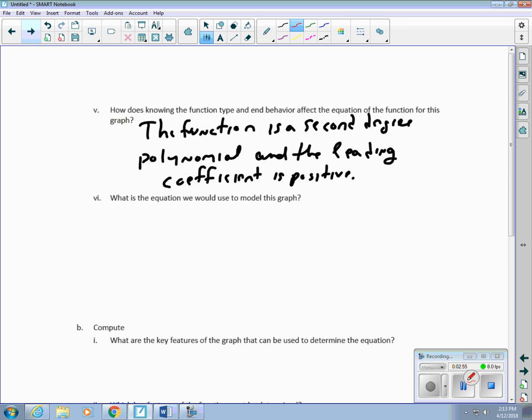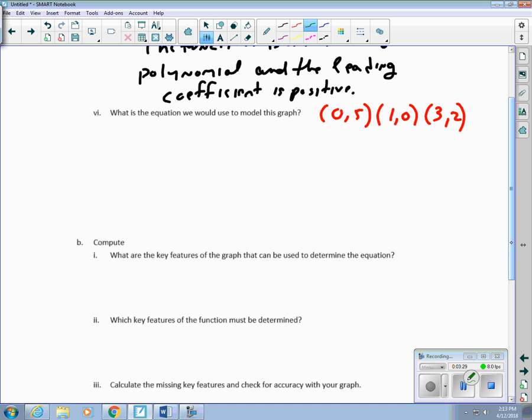All right, so if you might remember, I'm going to write here the three coordinates from the first page. So we have (0, 5), (1, 0), and (3, 2). We don't have two zeros given to us, so factored form isn't on the table. In one of our earlier units, we used systems of equations to help us. The first thing we know is c is equal to 5, because 5 is our y-intercept.